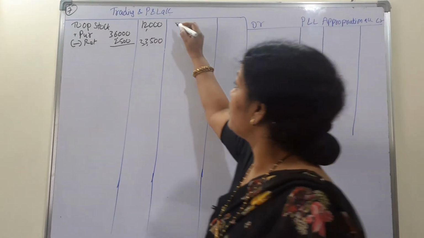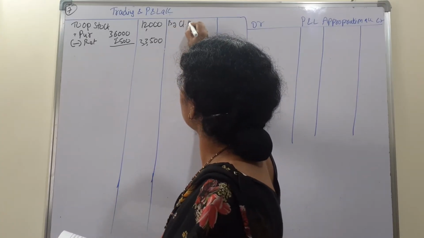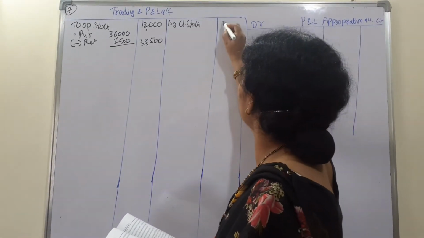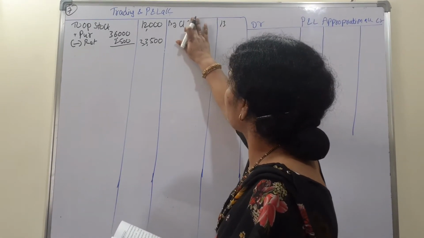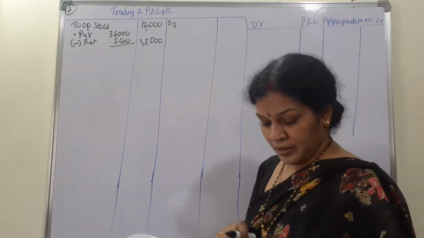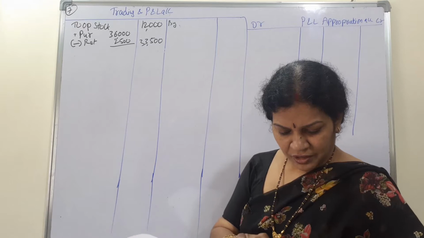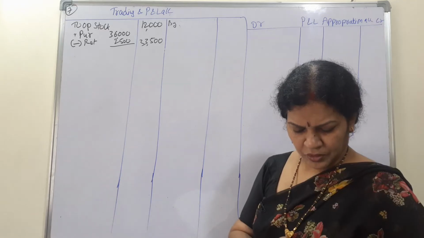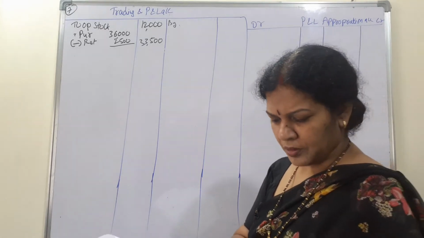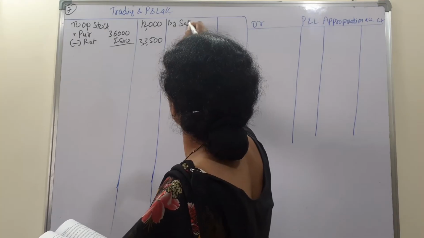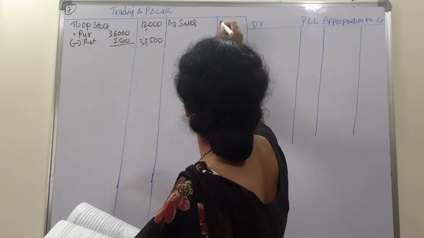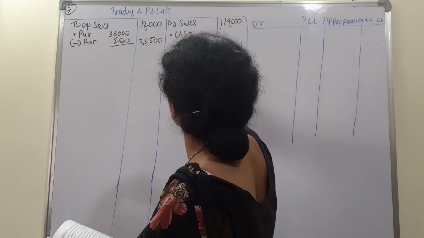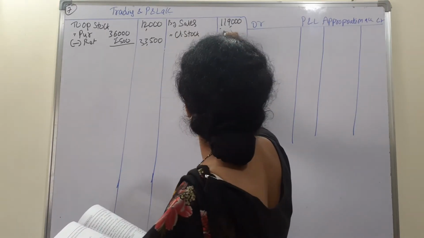And closing stock. Closing stock will always be in the adjustments. Adjustments, first one, 13,000. Sorry, before closing stock we'll write sales first. Sales are on the credit side. See if there are sales returns on the debit side. No sales returns, so we can write sales directly. Sales 1,19,000 and closing stock from the adjustments 13,000.